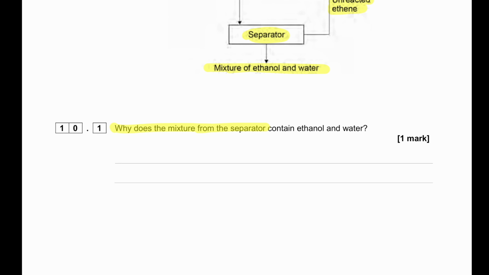Why does the mixture from the separator contain ethanol and water? Both water vapor and ethanol will condense in the separator. However, ethene has a much lower boiling point, so it doesn't condense.